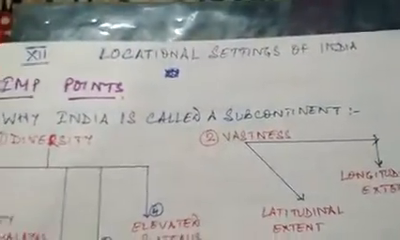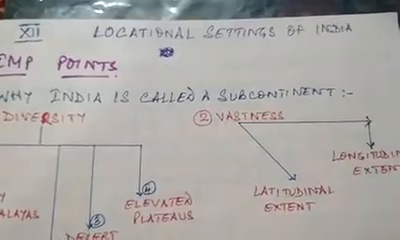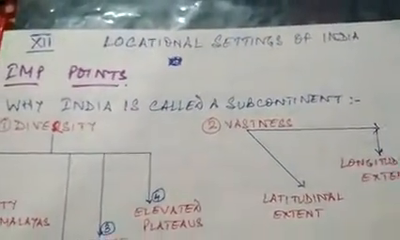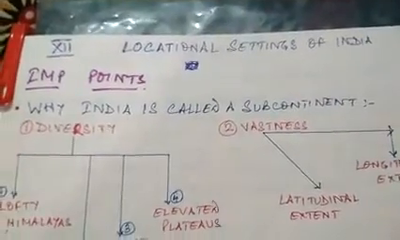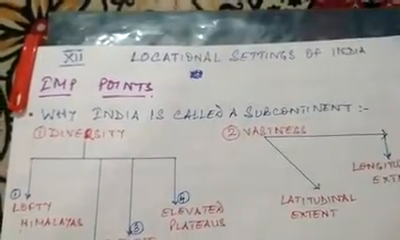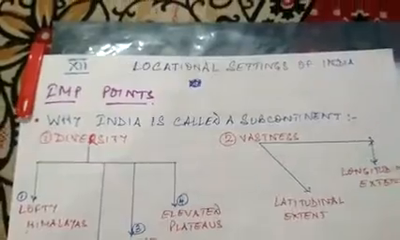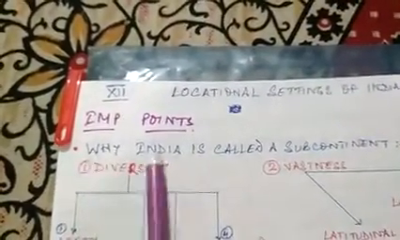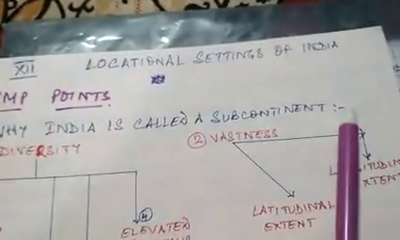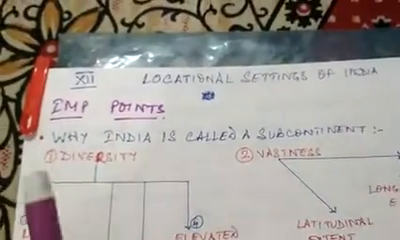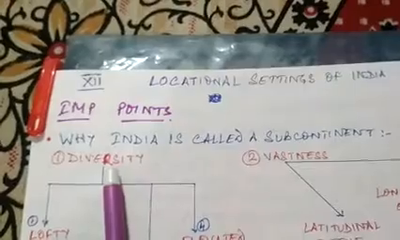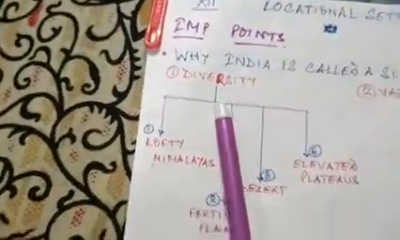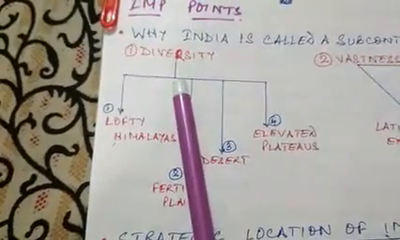Today's topic for class 12 is locational settings of India. Now, in order to cover this chapter, this is the first chapter, you can divide it into certain important points. As you can see over here, the very first point given is why India is called a subcontinent. For this, there are two reasons, diversity and vastness.